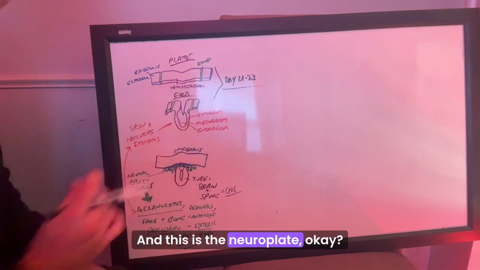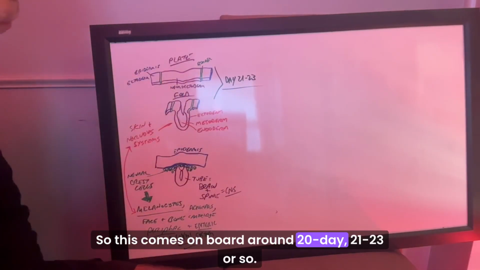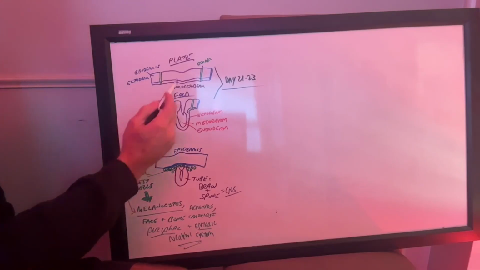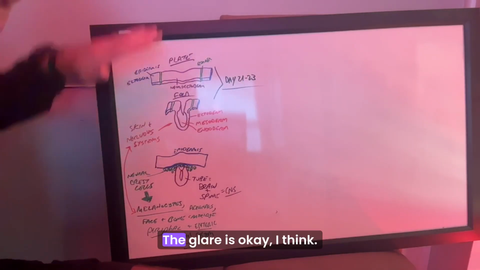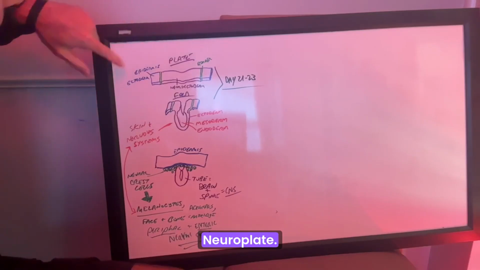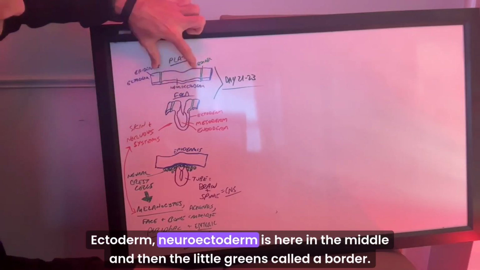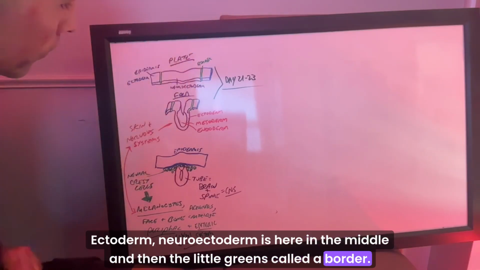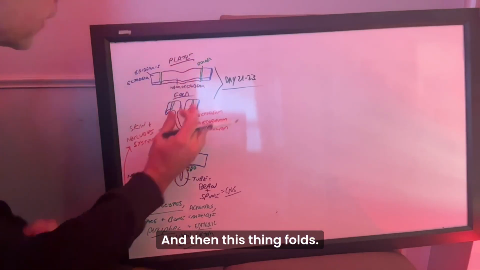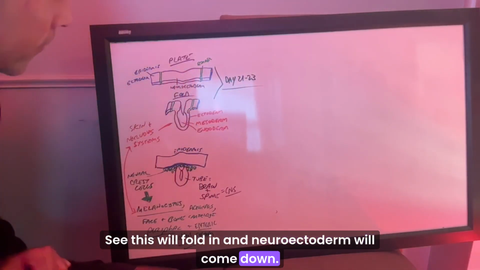And this is the neural plate, okay? So this comes on board around day 21, 23 or so. This is what we are to begin with. Neural plate. So we got the epidermis in the blue, ectoderm. Neuroectoderm is here in the middle, and then the little green's called a border. And then this thing folds. See, this will fold in, and the neuroectoderm will come down.